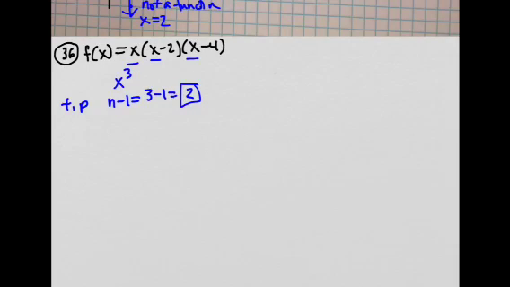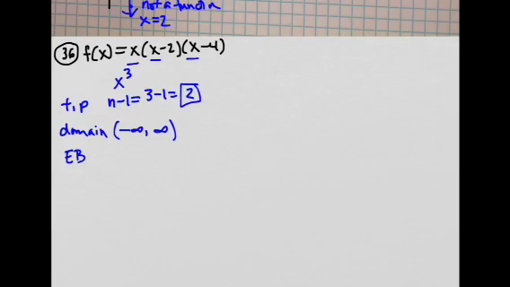Then we have the domain. It's all reals. Every polynomial has a domain of all reals. That's how you write all reals in interval notation. The range, I'll hold off on that one for a little bit. And let's take a look at end behaviors first.